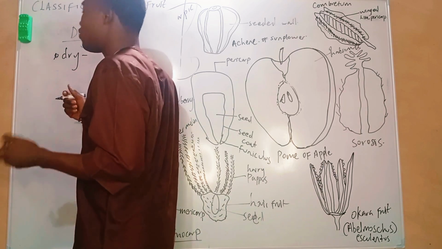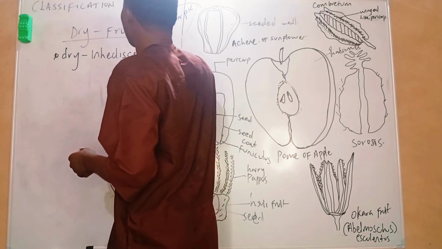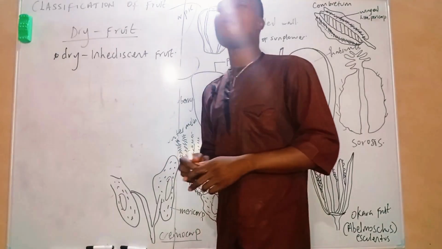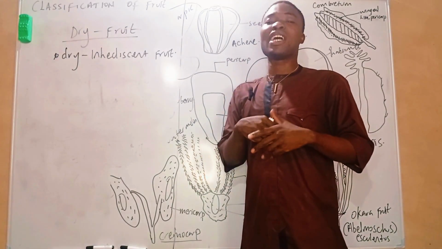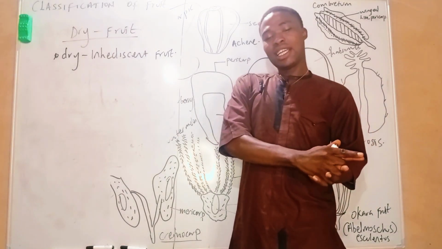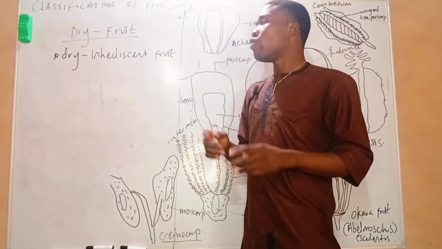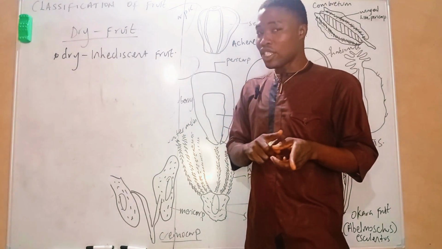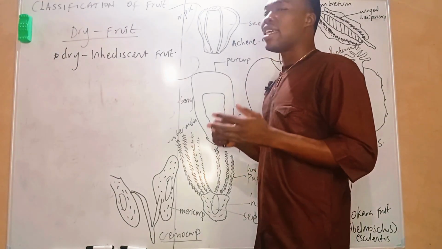Dry indehiscent fruit. Now, what are dry indehiscent fruits? A dry indehiscent fruit is a fruit that, upon maturity, has a dry pericarp, or fruit wall, and indehiscent means that it does not open up to release the seed. So it is a fruit whose wall is dry upon maturity, and it does not open up to release the seeds. Those are dry indehiscent fruits.